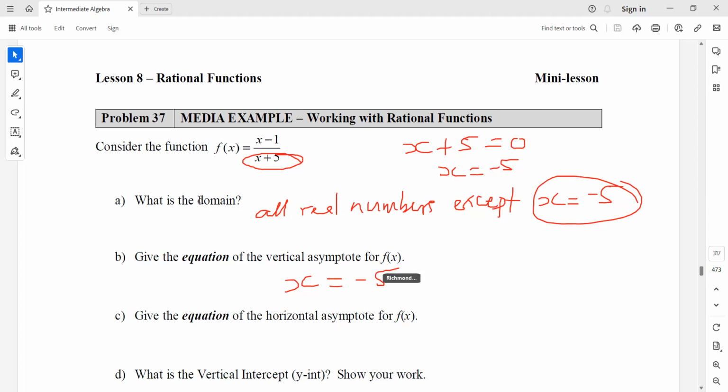What is the equation of the horizontal asymptote? Now, you find the highest degree x term of the numerator, which is x. The highest degree x term of the denominator is x. x divided by x is 1. So y equals 1.